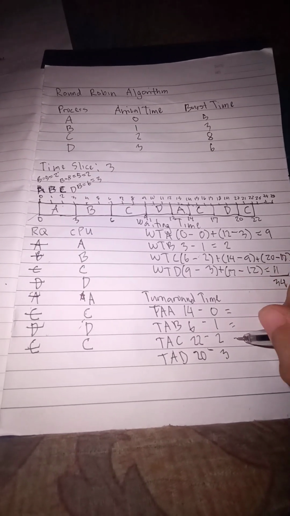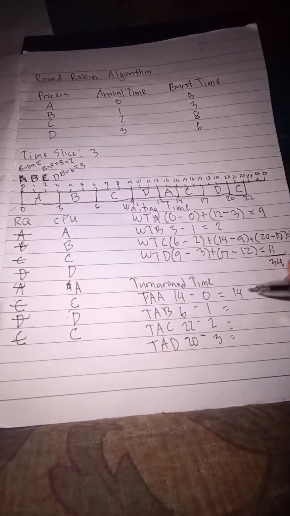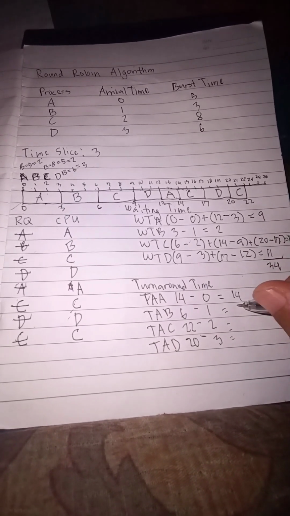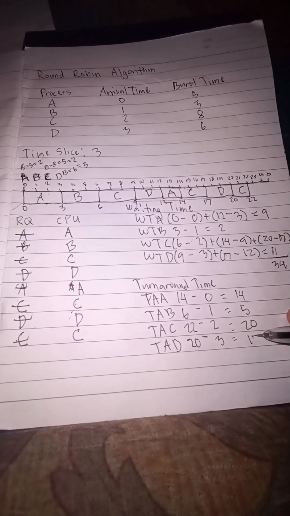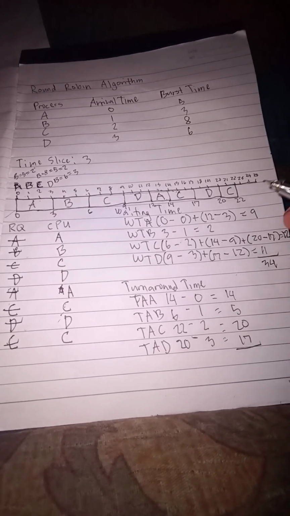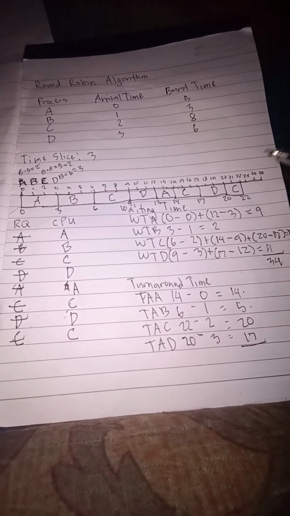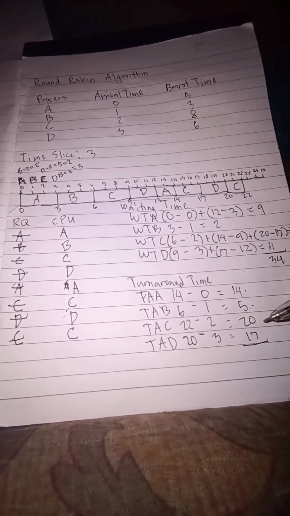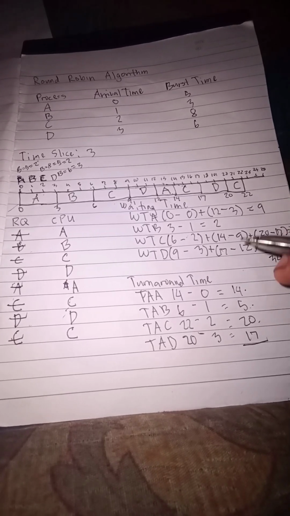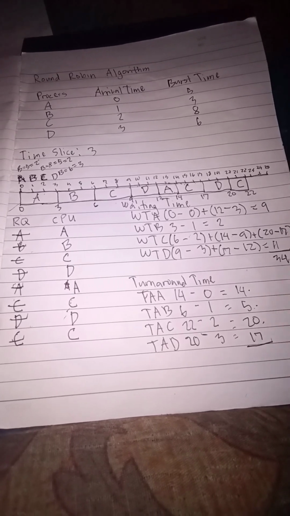And now let's compute. 14 minus 0 is 14. 6 minus 1 is 5. 22 minus 2 is 20. 20 minus 3 is 17. And let's just add them. 14 plus 5 is 19. 19 plus 20 is 39. And 39 plus 17 is 56. And there you have it.